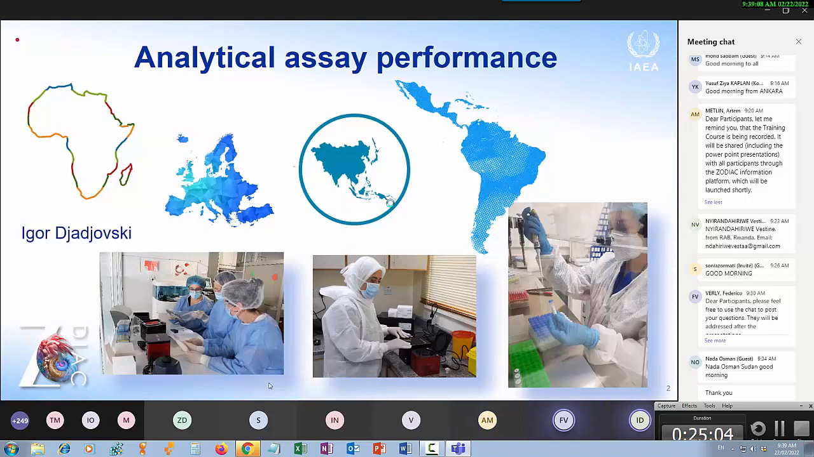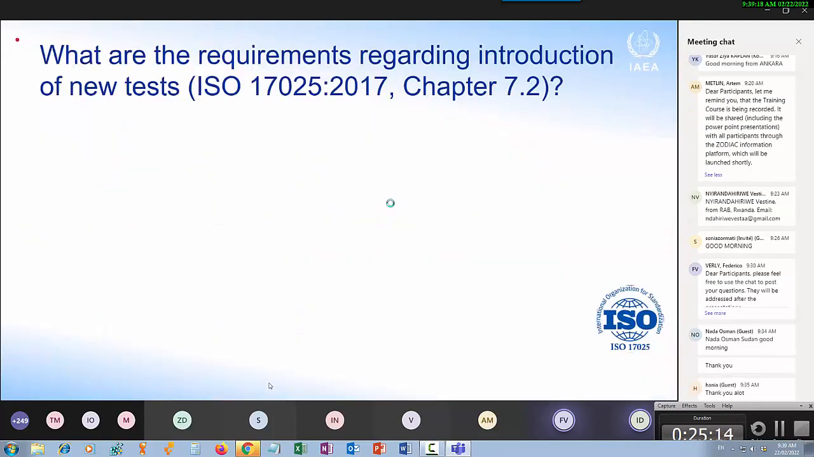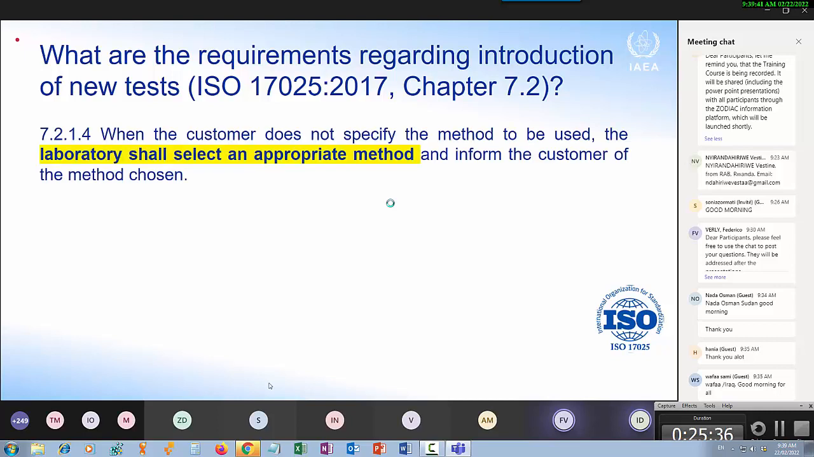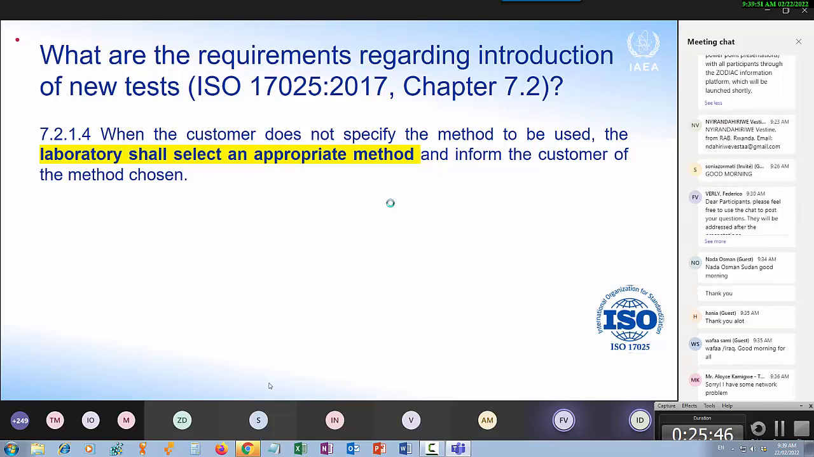Today we will continue with the description or explanation about analytical assay performances. As my colleague Vladimir previously mentioned, the veterinary laboratories are required to accredit the methods they use in their laboratories. And what are the requirements regarding the introduction of new tests according to ISO 17025? It says that when the customer does not specify the method to be used, the laboratory shall select an appropriate method and inform the customer of the method chosen.